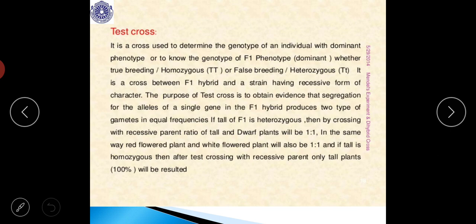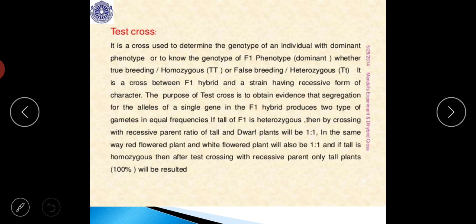Test cross is a cross used to determine the genotype of an individual with dominant phenotype, or to know the genotype of the F1 phenotype that is dominant, whether true breeding type, that is homozygous, or false breeding type, that is heterozygous. It is a cross between F1 hybrid and a strain having the recessive form of the character. The purpose of test cross is to obtain evidence that segregation for the alleles of a single gene in the F1 hybrid produces two types of gametes in equal frequencies.